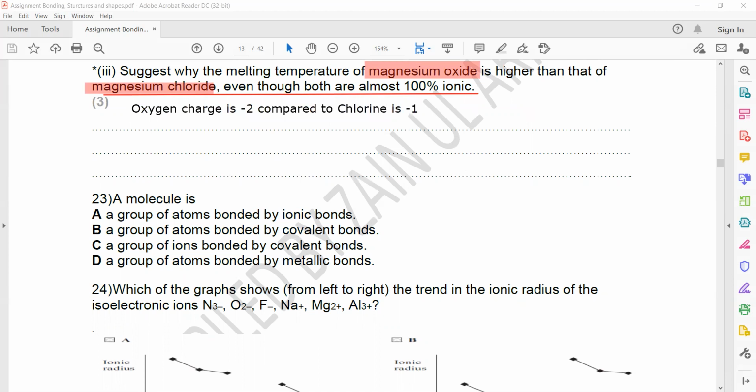So the effect of a greater charge: there will be a stronger force of attraction in magnesium oxide compared to magnesium chloride.